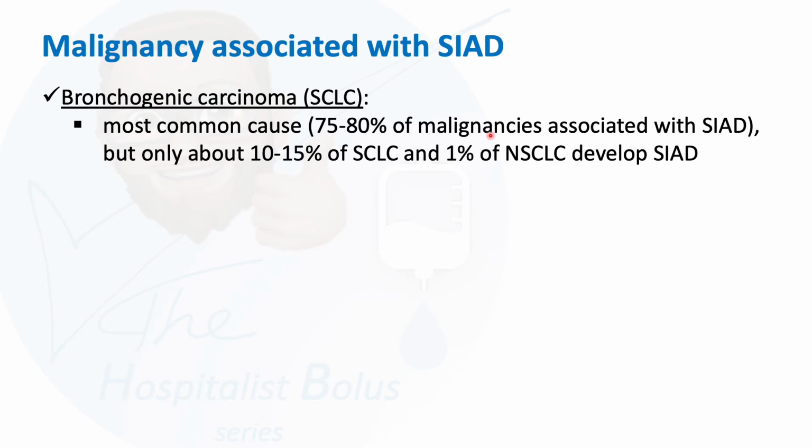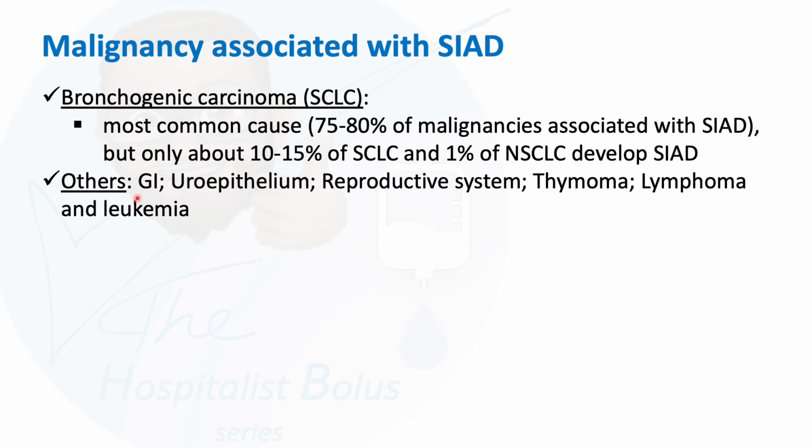75 to 80% of malignancies, if they are associated with SIAD, are going to be bronchogenic carcinoma, and only 10 to 50% of small cell lung cancer patients, and only 1%, that's even lower, for non-small cell lung cancer, develop SIAD. So remember, lung cancer is kind of the most common one, but it's not the only one. There are other malignancies like GI malignancies, uroepithelial malignancies, reproductive system malignancies, thymomas, lymphomas, leukemias. Unfortunately, the differential diagnosis is really broad, but again, the bronchogenic is still the most common one.